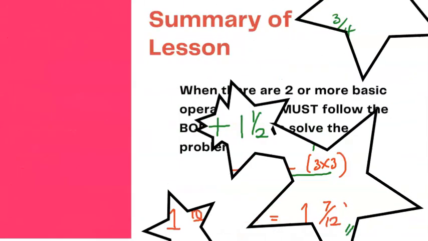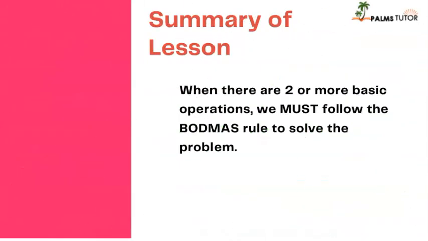I'm so happy that you made it this far. Remember the summary for the lesson. When there are 2 or more basic operations, we must, it's a must, right? Follow the BODMAS rule to solve the problem.